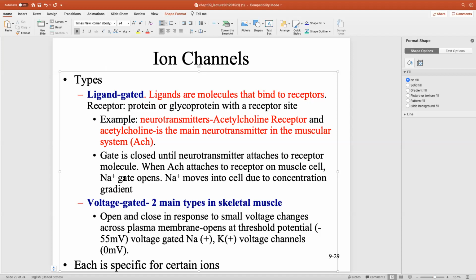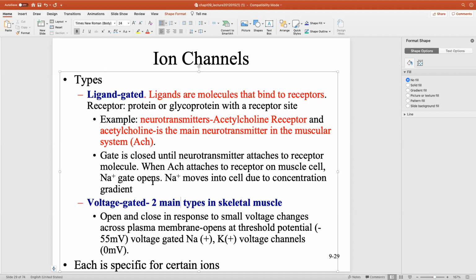What does sodium do? Sodium then moves into the cell because of the concentration gradient, allowing us to slightly depolarize, then eventually hit threshold. At threshold, a second channel opens up. These are called voltage-gated channels. So we have ligand-gated channels that start the process of an action potential.